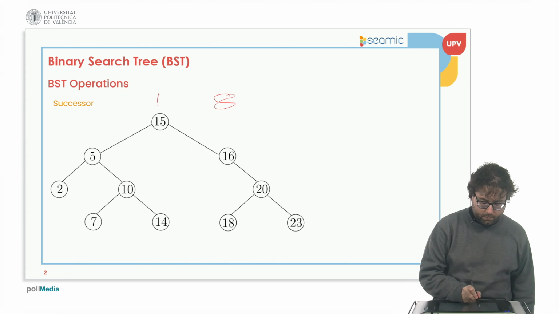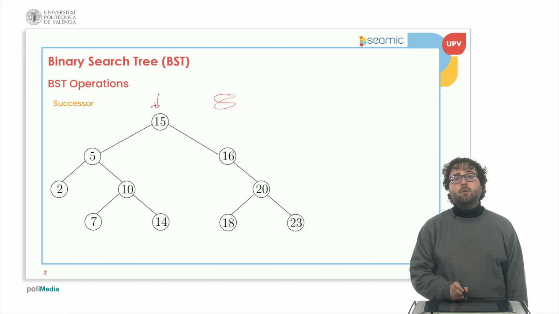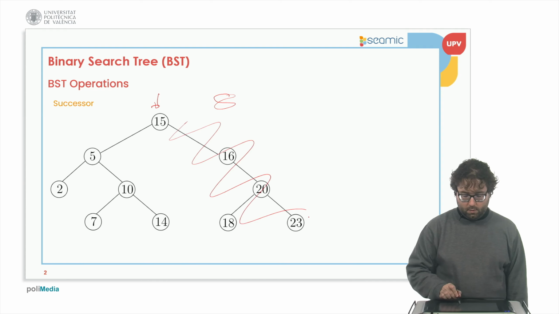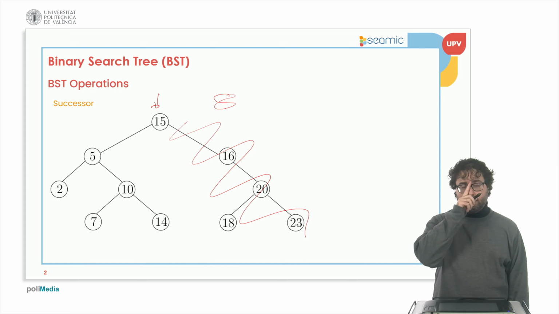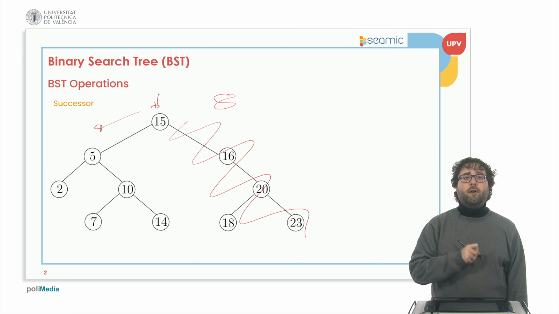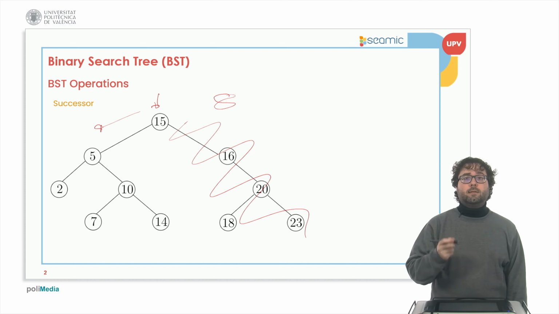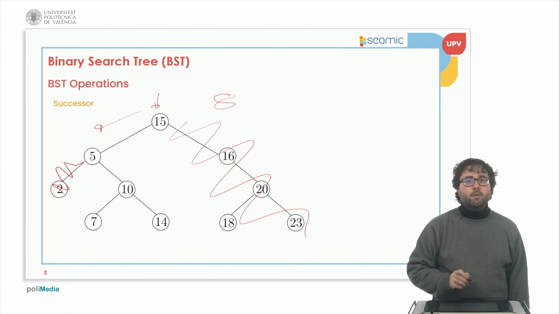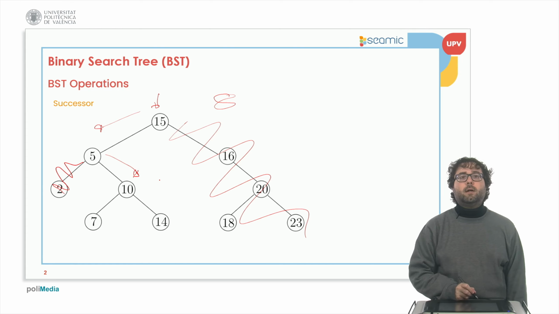As always, we start at the root and we compare. Since the value we are searching for is smaller than the root, that means we can stop looking at that part of the tree and we can center on the left part. So we will move here. Now 5 is smaller than the number we're looking for, so we need to continue looking. In this case, we can now disregard that part and go back to this part.